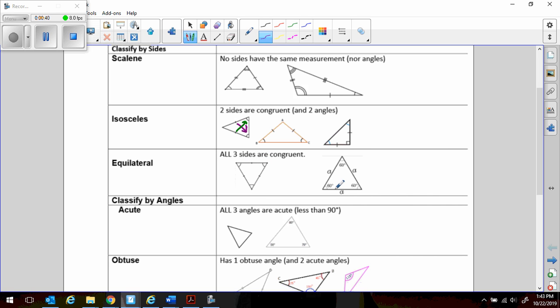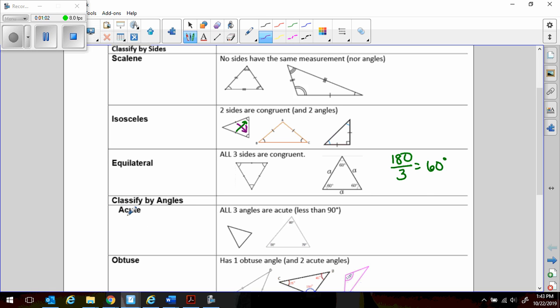All of the angles are always going to be 60, 60, 60 because the angles in a triangle add up to be 180, and 180 divided by the three angles in the triangle is 60 degrees. So you can always know that an equilateral triangle has angles that are 60.